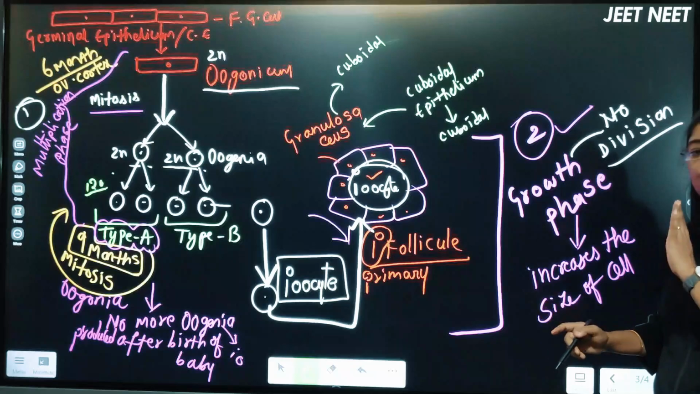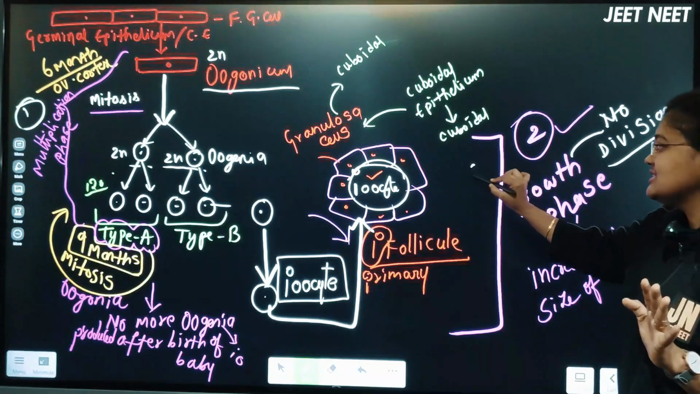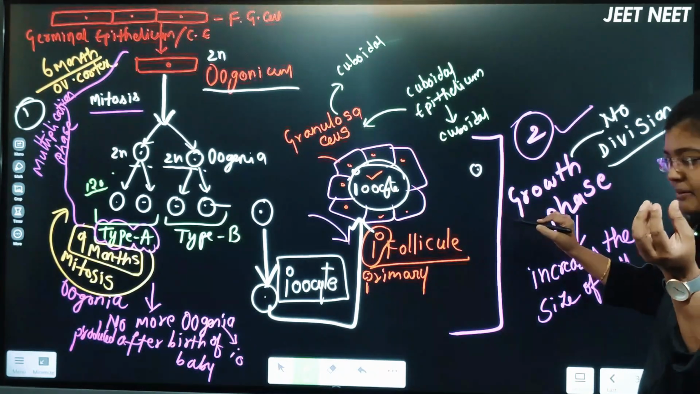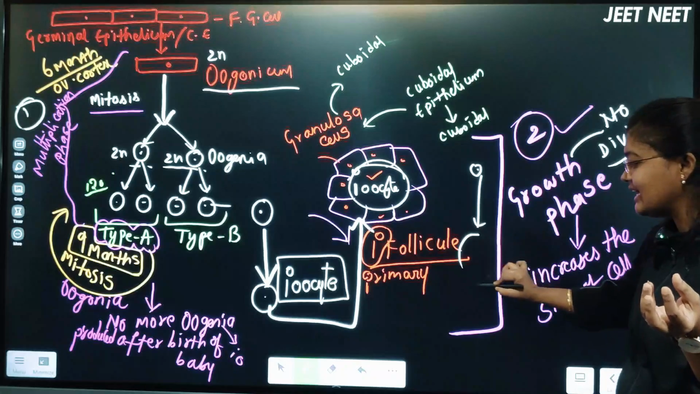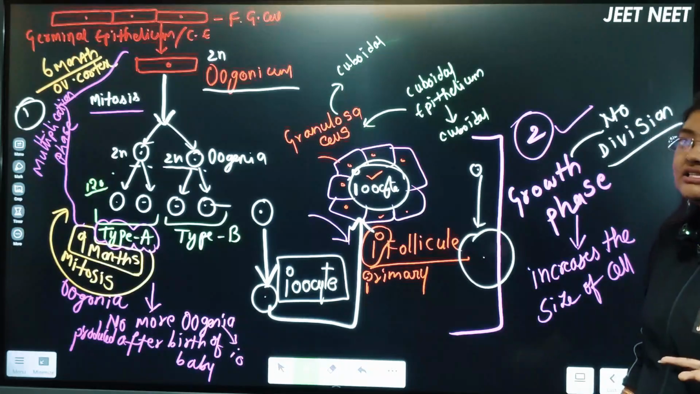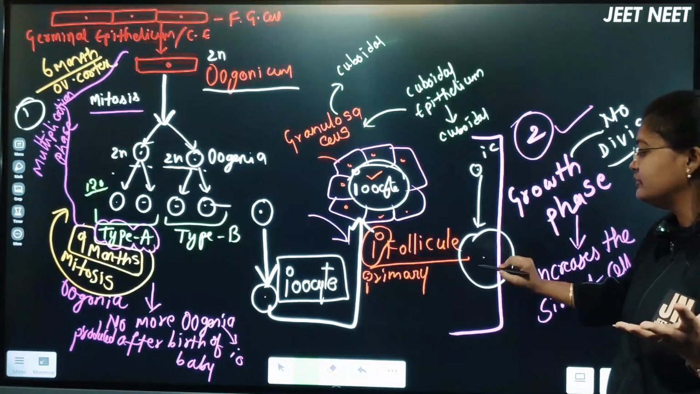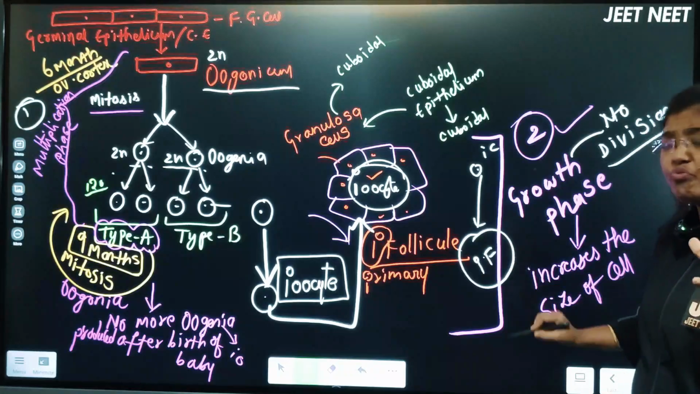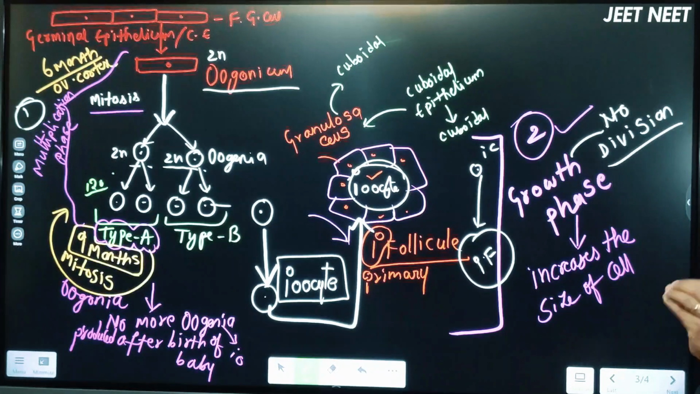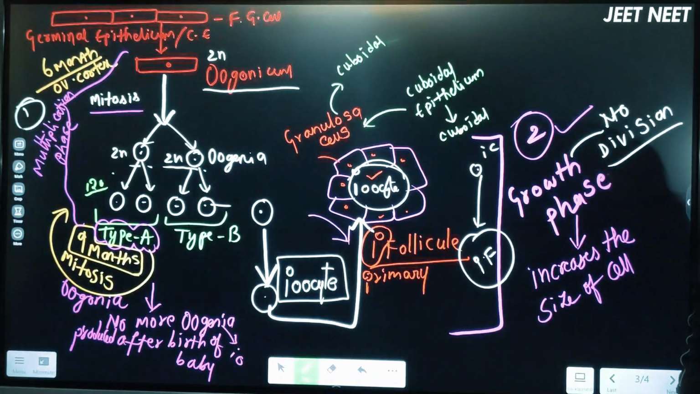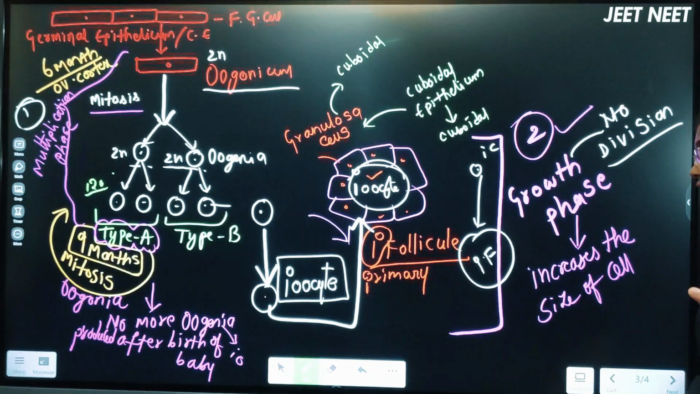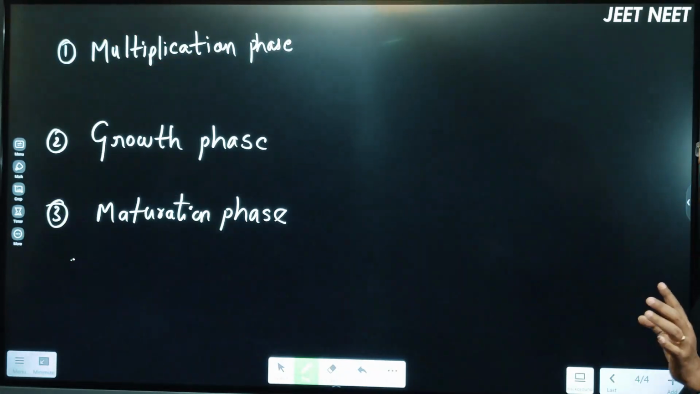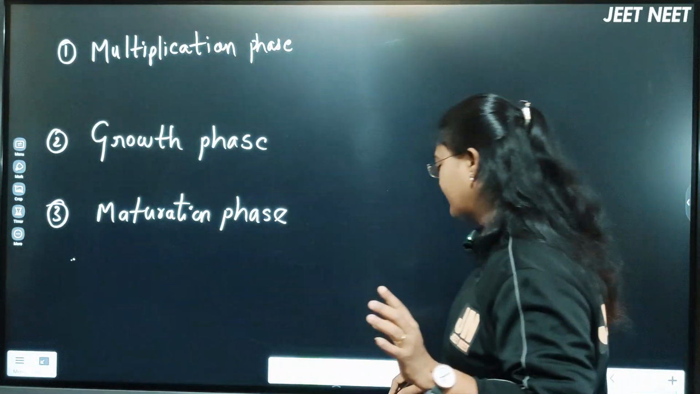But in the growth phase no division happens, just the cell size increases. The primary oocyte is now converted into the primary follicle. This is the growth phase, the second phase. Clear? Now see what happens in the next phase. So we completed the multiplication phase here.